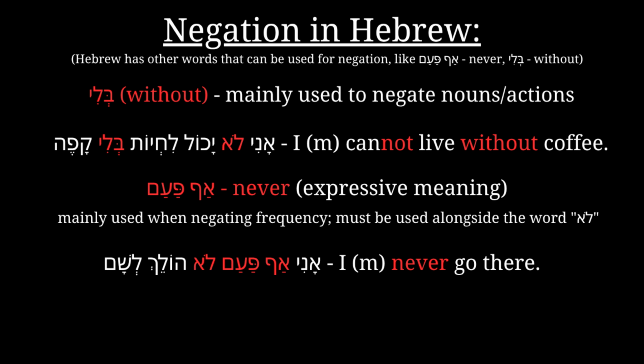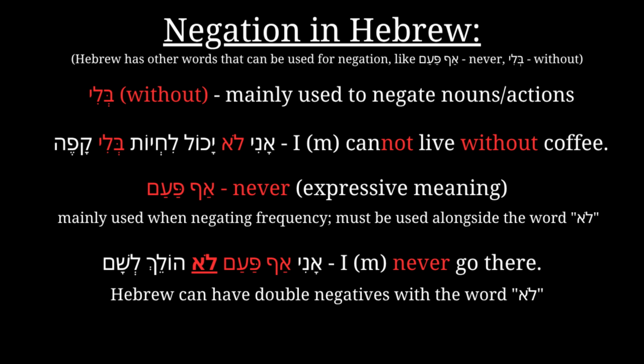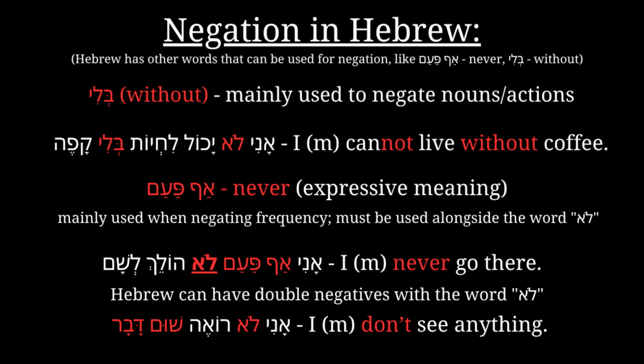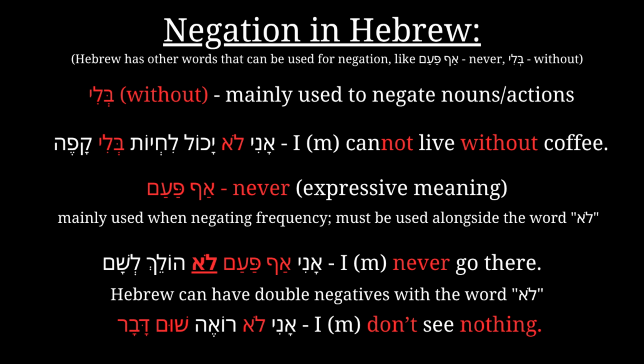Despite אף פעם already having a negative meaning, Hebrew can have double negatives with the word lo, which English doesn't allow. In modern contexts, Hebrew tends to have double negatives, like saying, אני לא רואה שום דבר. I, masculine, don't see anything. However, the literal meaning of this phrase is I don't see nothing, which is grammatically correct in Hebrew, but not English.